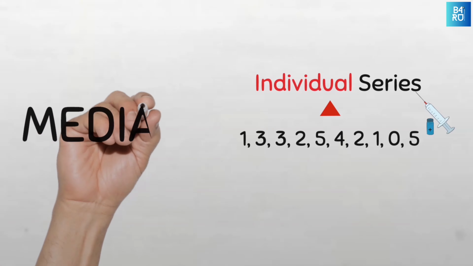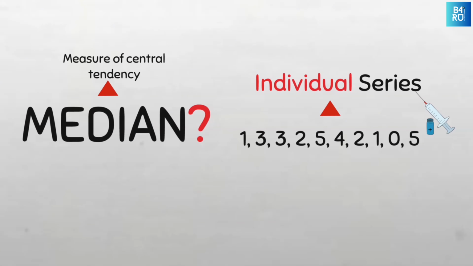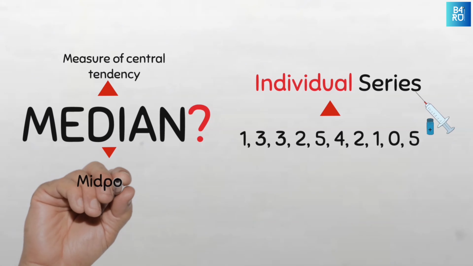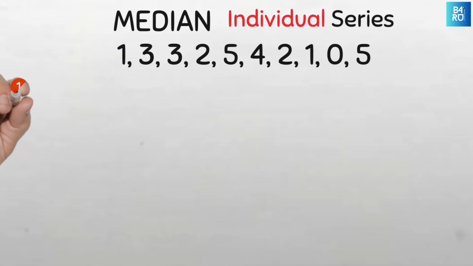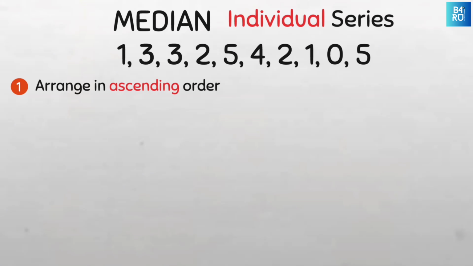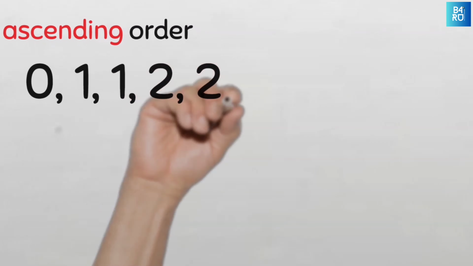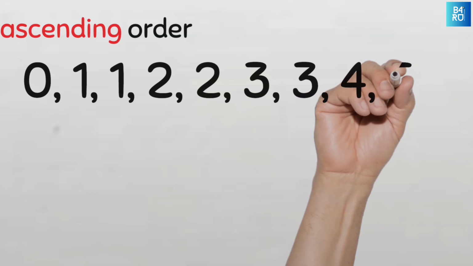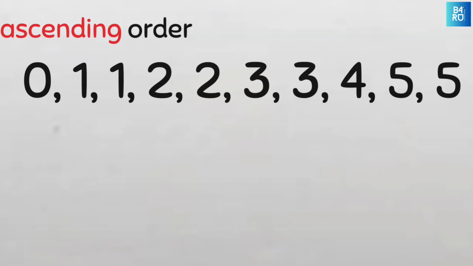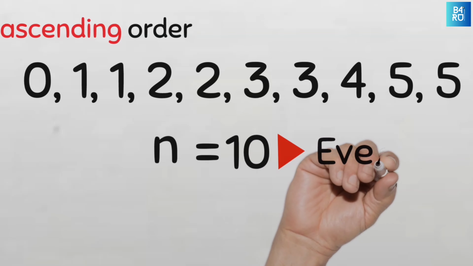Recall that we said that the median is a measure of central tendency that indicates the middle point of the data set. So our task here is to find the middle point, right? To do this, we need to first arrange the data in ascending or descending order. I prefer the ascending order because it's just logical. So here we'll have 0, 1, 1, 2, 2, 3, 3, 4, 5, and 5. That's 1, 2, 3, 4, 5, 6, 7, 8, 9, and 10. Awesome. So our number of data elements is 10, and this is an even number.